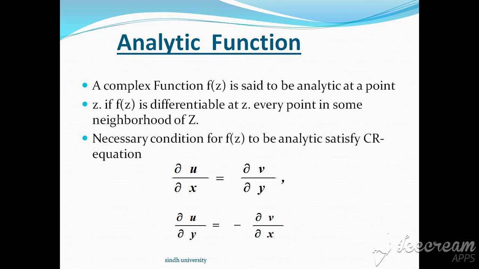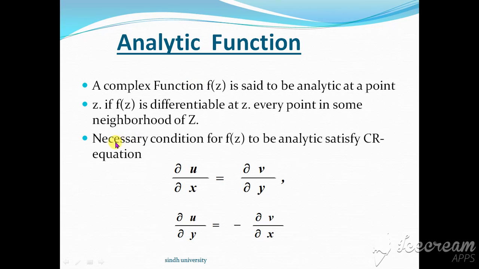So let's start. Analytic function: a complex function f of z is said to be analytic at a point. A function is analytic at any point z naught if f of z is differentiable at z naught and at every point in some neighborhood of z naught, meaning a circle around z naught. Then we call it an analytic function.